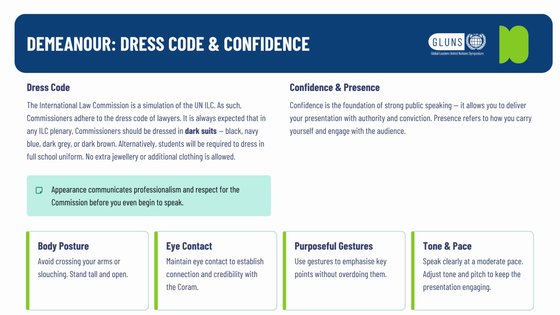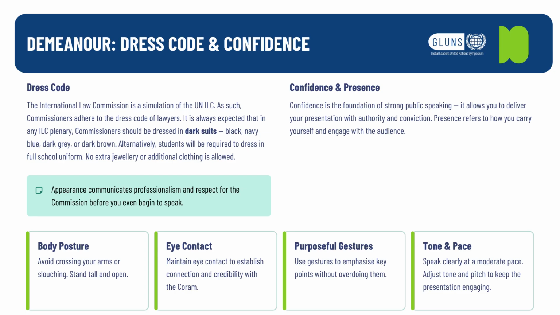When it comes to your confidence and your presence, confidence is the foundation of any strong public speaking, as it allows you to deliver your presentation with authority and conviction. Presence, on the other hand, refers to how you carry yourself and how you engage with your audience.